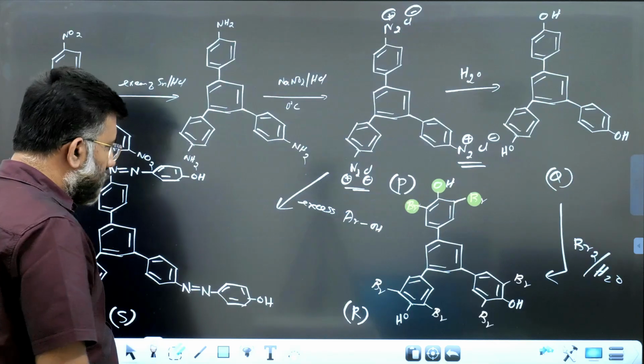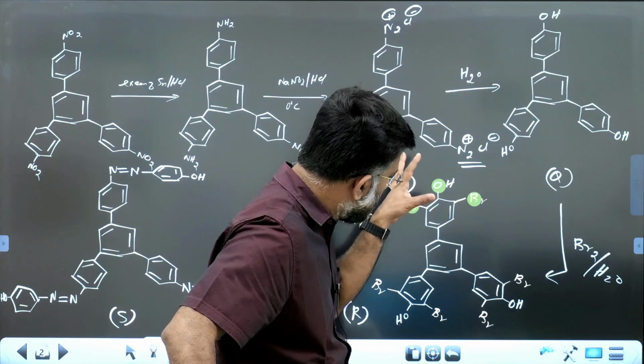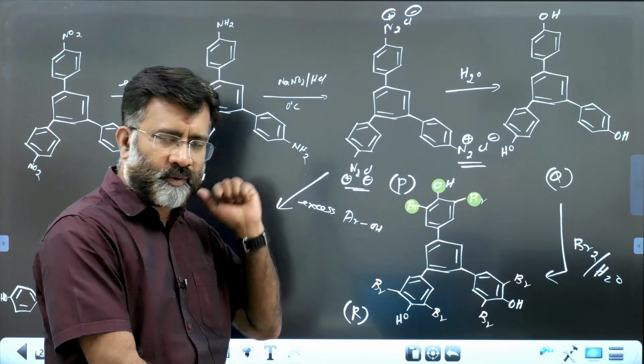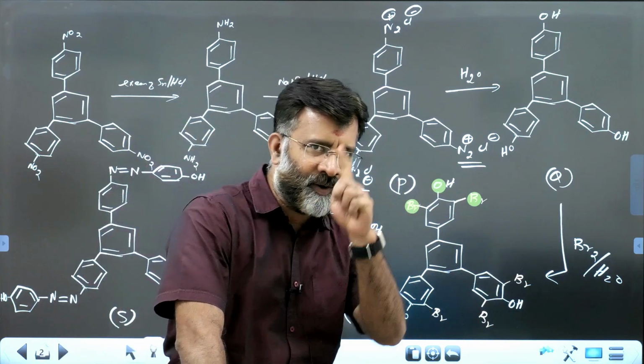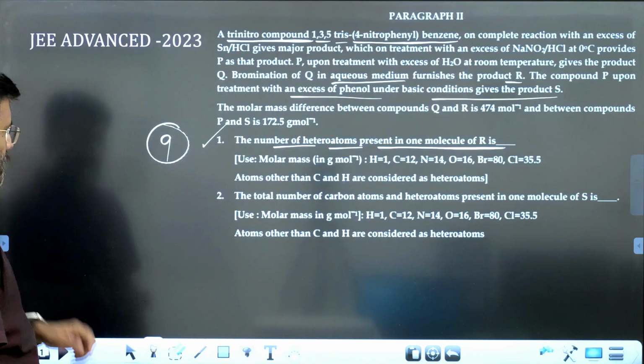Let me tell you once again. 1 bromine, second bromine, 1 OH. And that pattern will repeat here and here. So 3 into 3, 9 is the answer for the first question. Clear? Right. What about the next question?